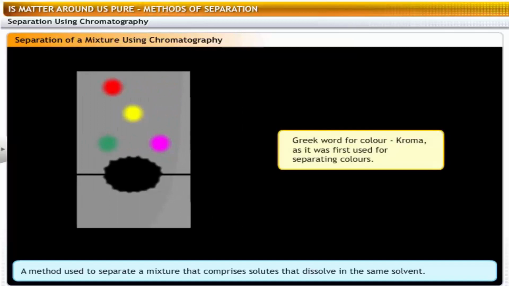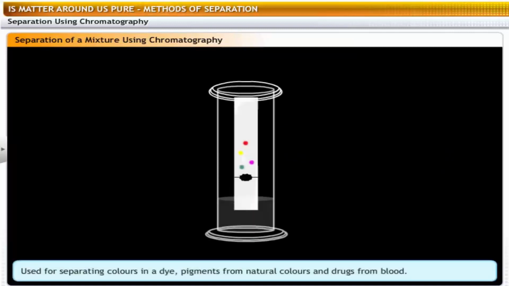This method gets its name from the Greek word for color, chroma, as it was first used for separating colors. Chromatography is specifically used to separate a mixture that comprises solutes that dissolve in the same solvent. The technique we have just seen of using paper to separate the components of ink is referred to as paper chromatography. Chromatography is used for separating colors in a dye, pigments from natural colors, and drugs from blood.